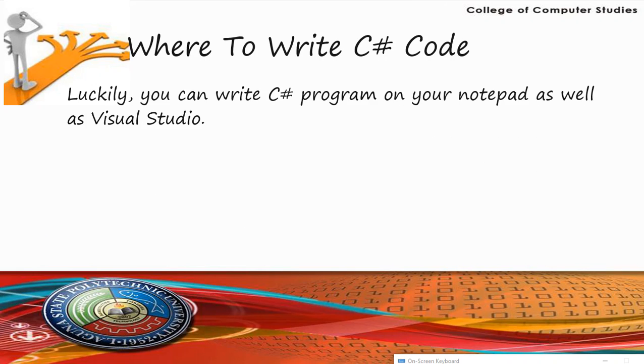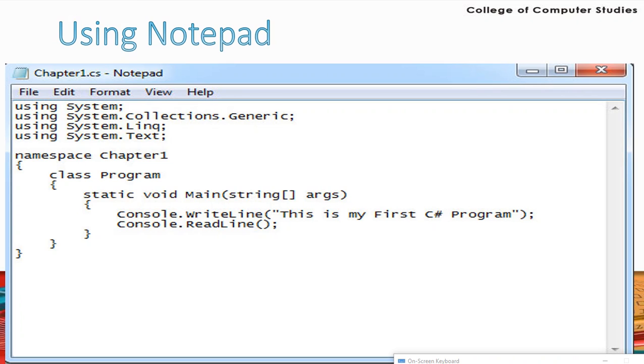Now the question is, where are you going to write your C# code? Luckily, you can write a C# program in your Notepad as well as in Visual Studio. In this example, I used Notepad. I'm going to explain part by part what the meaning of each part is later on. But for now, I'll just show you how to run the code using Notepad, and then I'm going to run it using the Visual Studio command prompt.